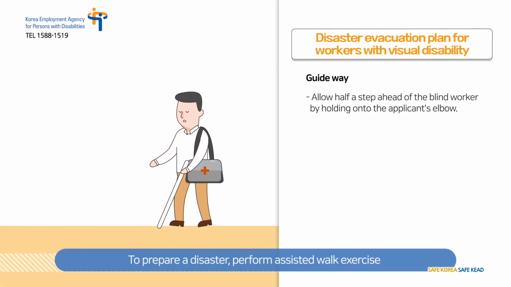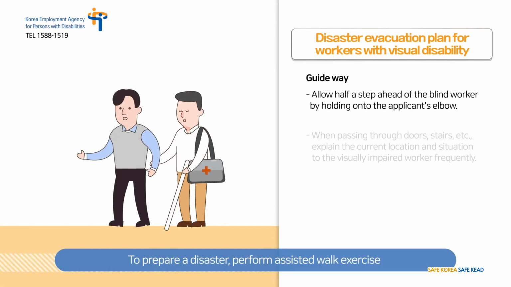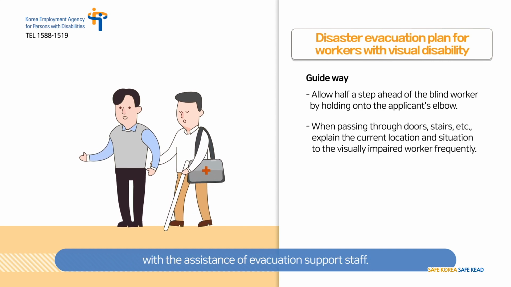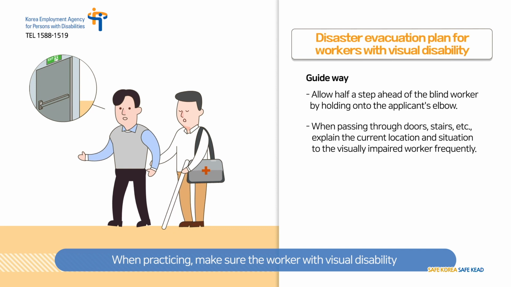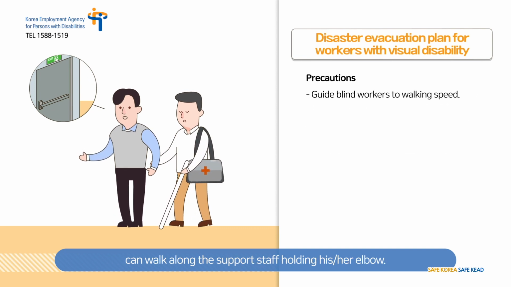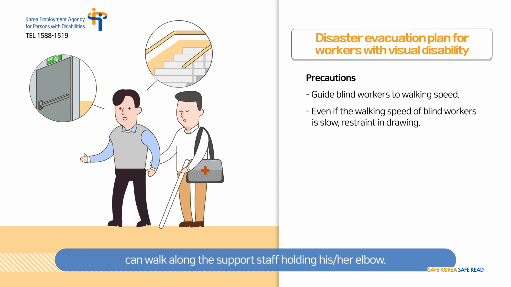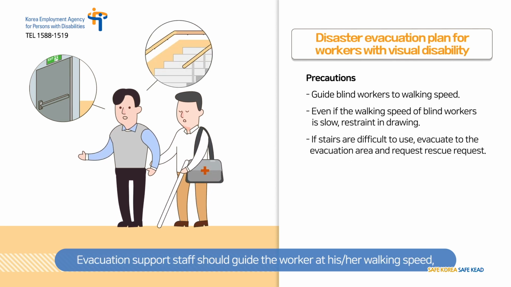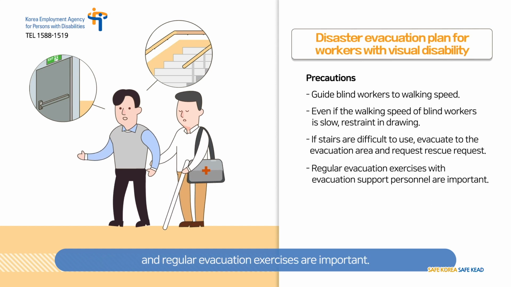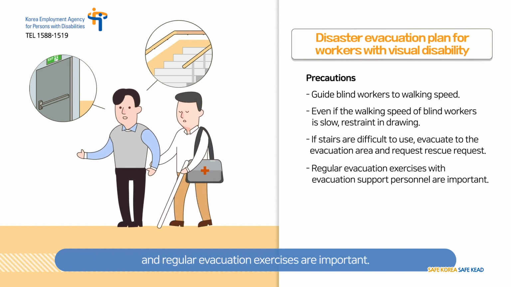To prepare for a disaster, perform assisted walk exercise with the assistance of evacuation support staff. When practicing, make sure the worker with visual disability can walk along the support staff holding his or her elbow. Evacuation support staff should guide the worker at his or her walking speed, and regular evacuation exercises are important.